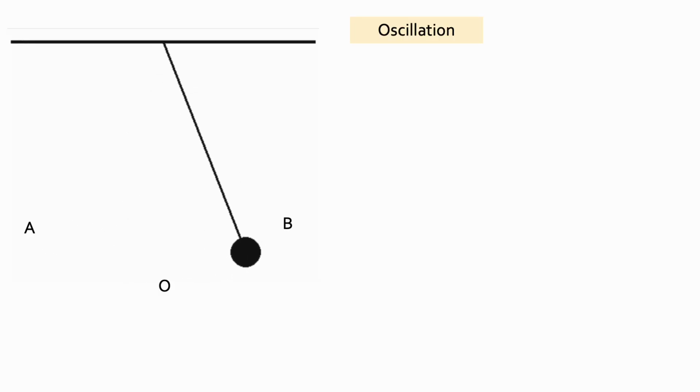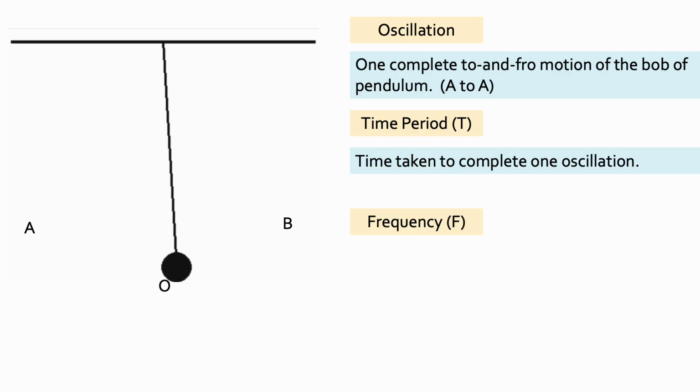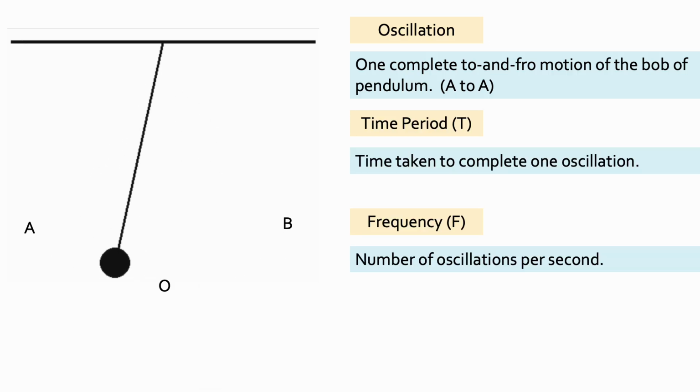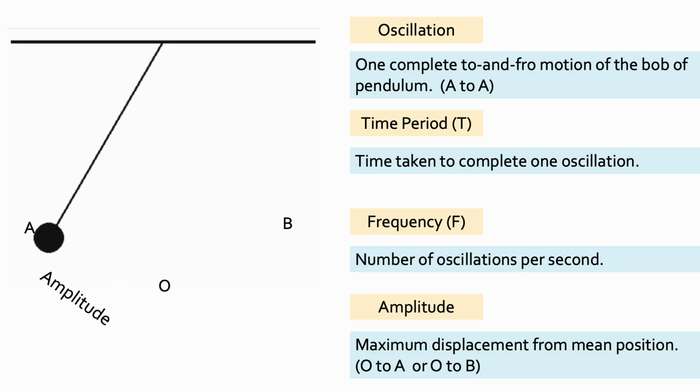Oscillation, one complete to and fro motion. Time period, time taken for one oscillation. Frequency, number of oscillations per second. Amplitude, maximum displacement from the mean position. These terms are crucial when you are learning about pendulum.